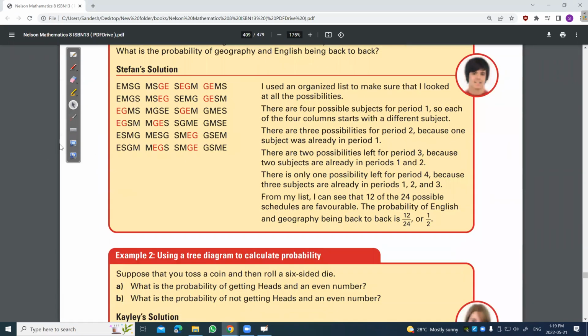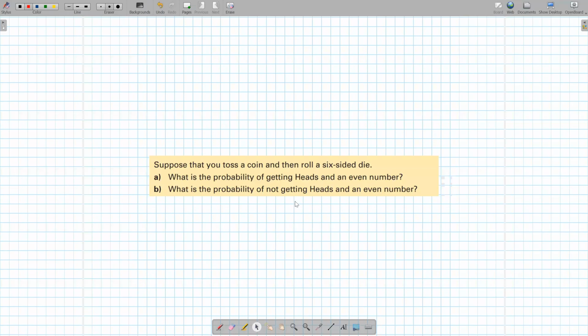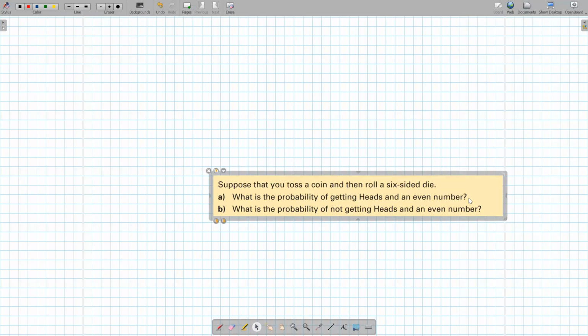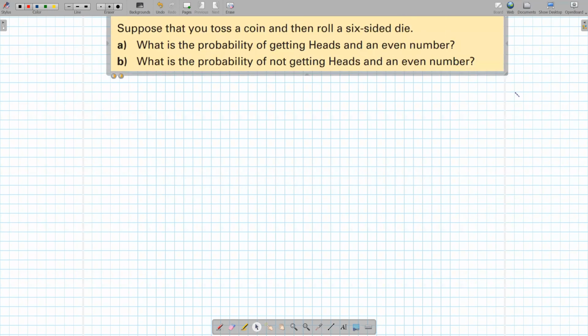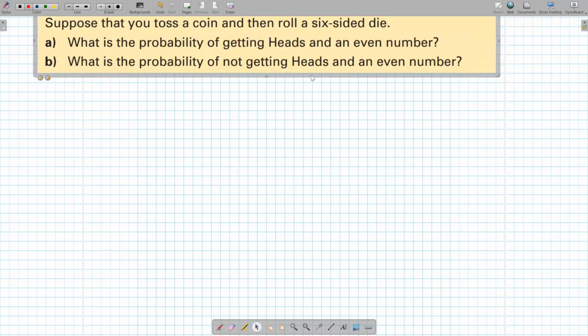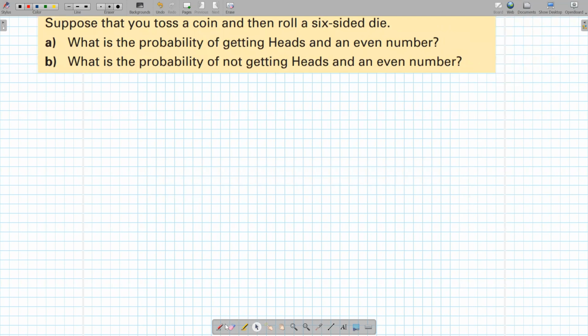This one's a nice question. Suppose that you toss a coin and then you roll a 6-sided dice. What is the probability of getting heads and an even number? A little bit difficult question.